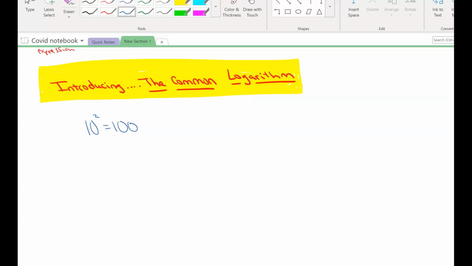Let's see, how about doing this? Oh, I know. 10 to the negative first equals 1/10. All right, let's just start with those.